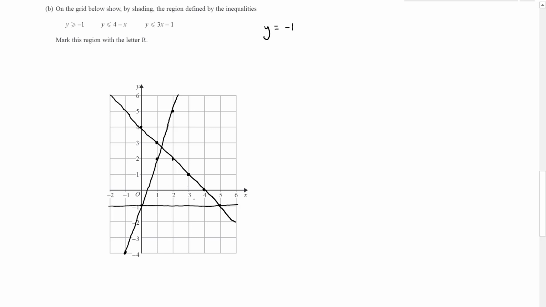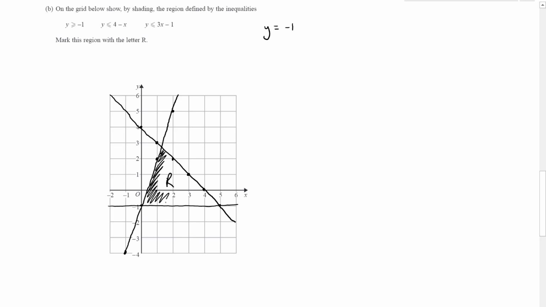Now, we're going to have to check again because remember last time this kind of thing was a trap. So let's check. So if y is greater than minus 1, then it's going to be everything above this line. So that's looking good. If y is less than 4 minus x, that's this line. So that would be everything in this region up to here. And if y is less than or equal to 3x minus 1, that is going to be everything down this side. So this is region R. So like I said, we're going to look at why do these equal signs make a difference. And in this question, they don't. So they want us to shade this. So let's shade it in.